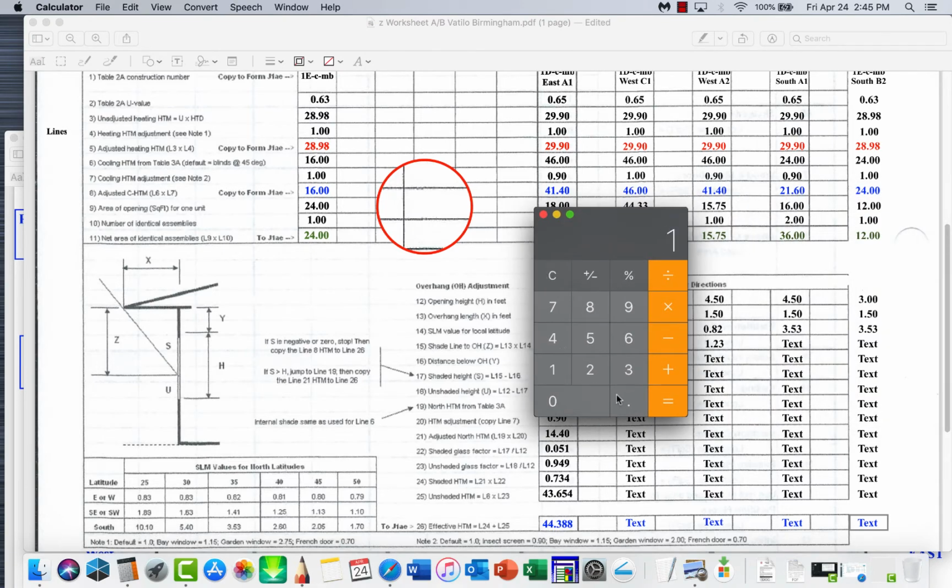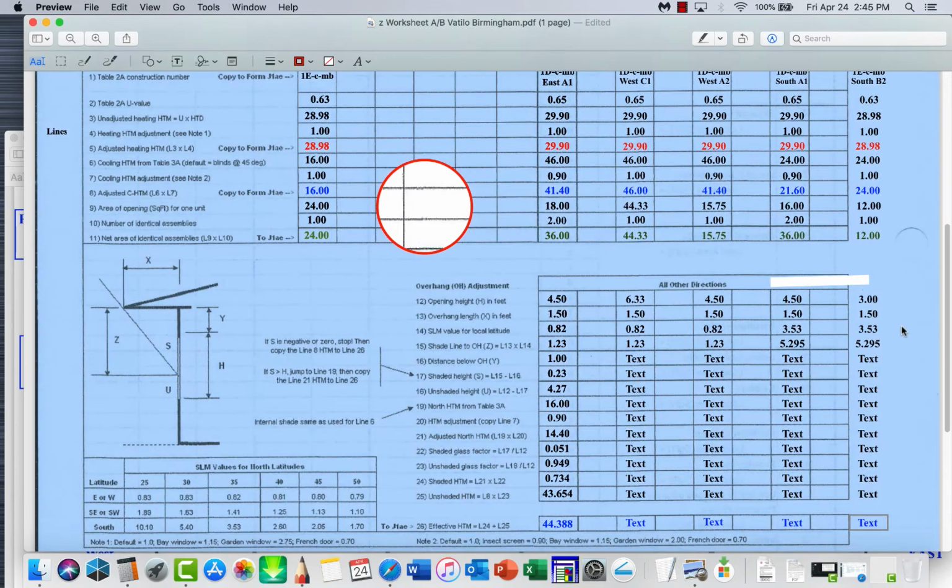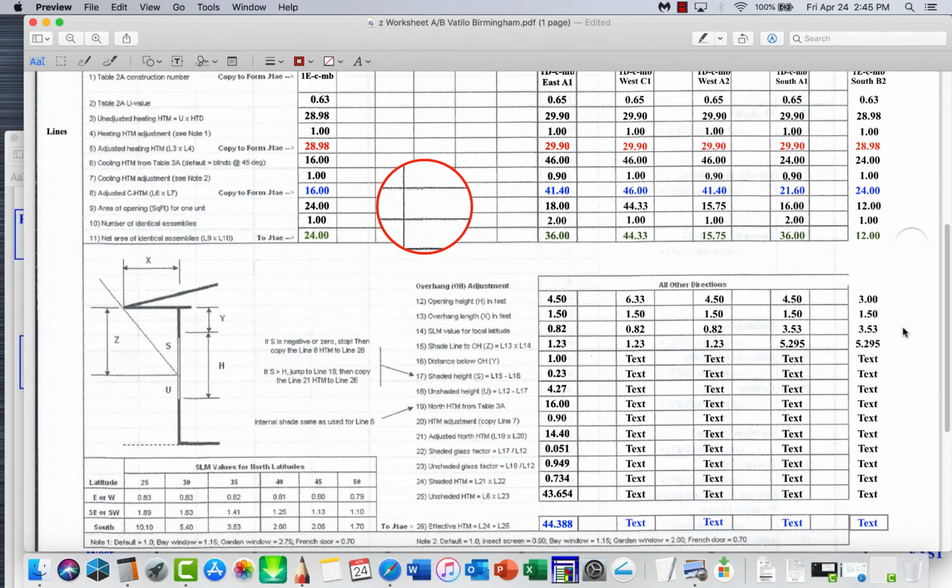So 1.5 times 3.53, 5.295. And of course, since both of these windows are southerly, 5.295. Those numbers hold true on both of those. Okay.